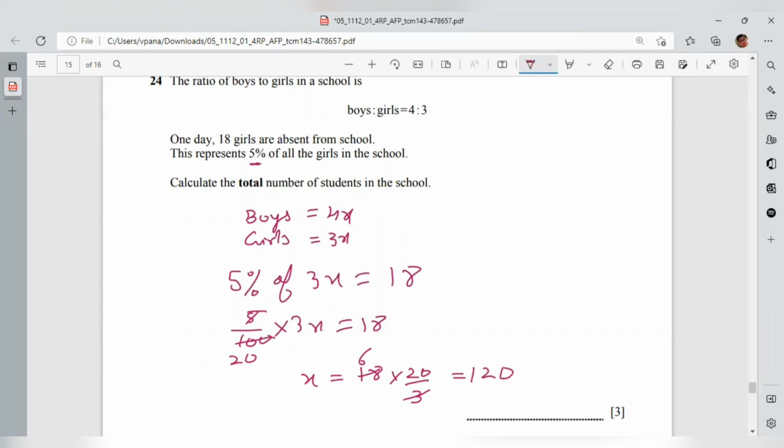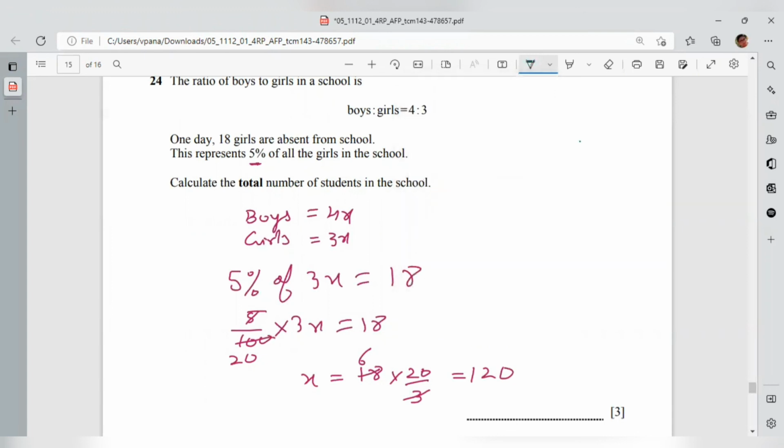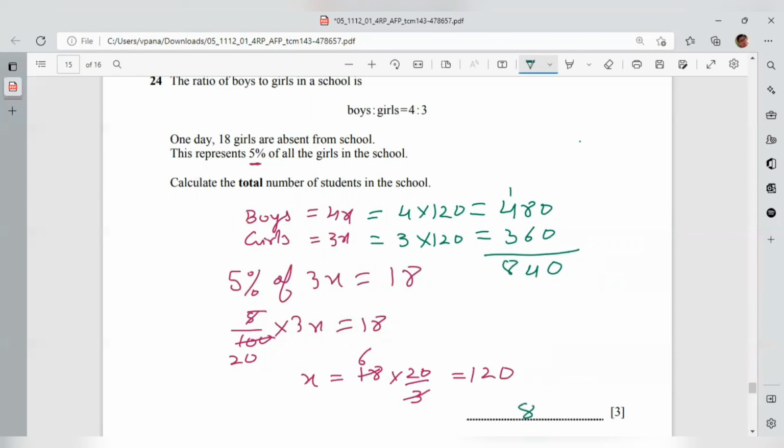So calculate the total number of students. Total number of students here we are supposed to calculate. So x is equal to 120. So boys are 4 times 120, that is 12 fours are 48, so 480 boys. And girls are 3 times x, that is 3 times 120, 12 times 3 is 36, so 360. So let us add this together. 8 plus 6, 14, carry 1, 4 plus 1, 5 plus 3, 8. So there are a total of 840 students in the school. Got it?